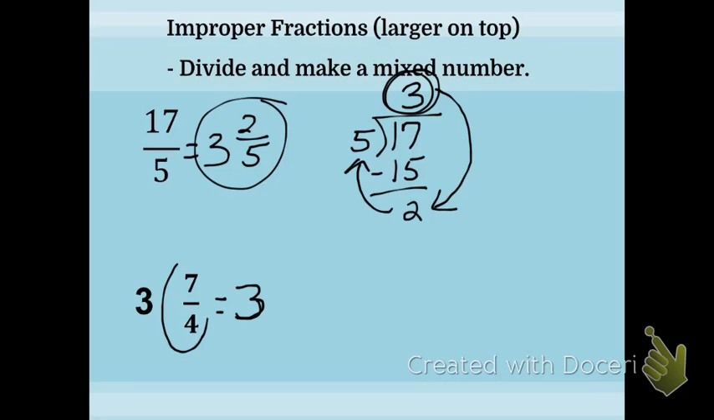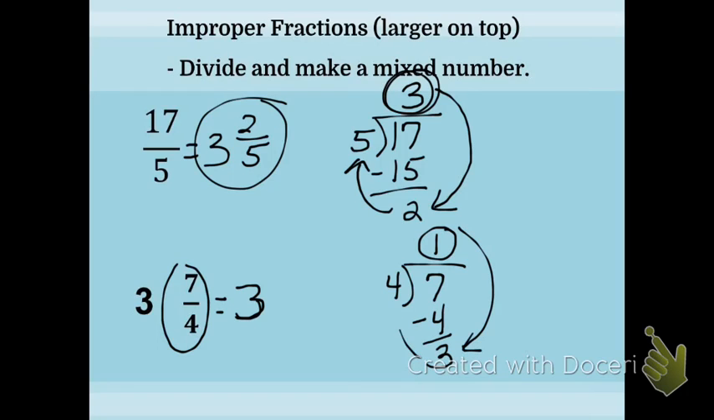And then we're going to deal with the 7/4 by dividing the bottom into the top, just like we just did. So I'm going to go over to the side and I'm going to divide 4 into 7. And remember, you don't have to write that out if you can do it in your head. It's no problem. So 4 goes into 7 one time with how many left over? 3. So this is 1 3/4, right?